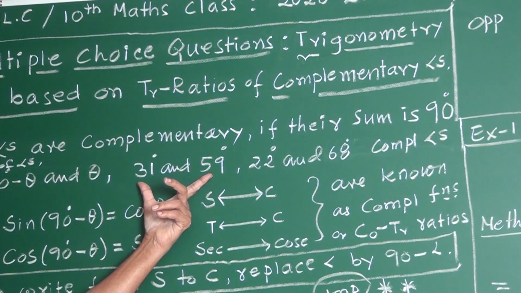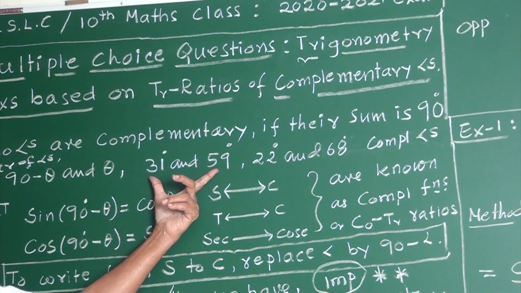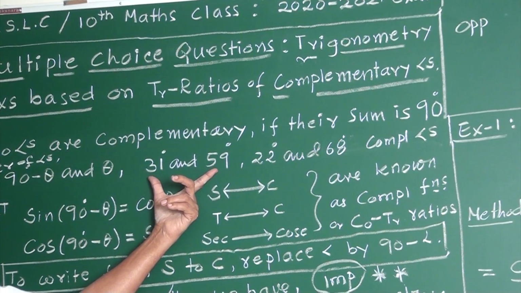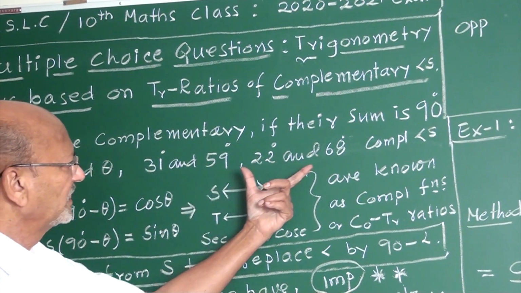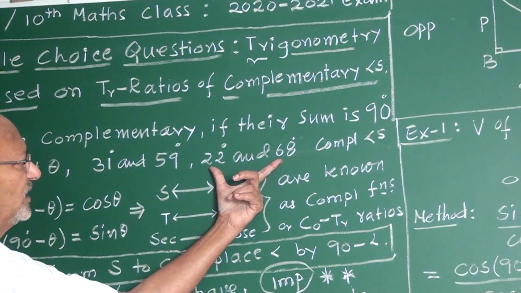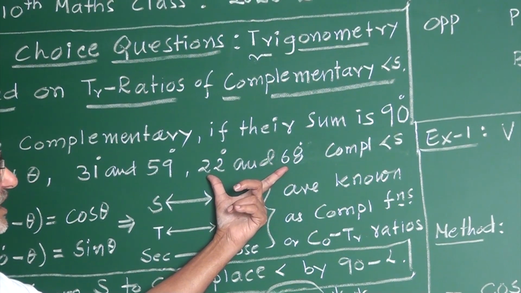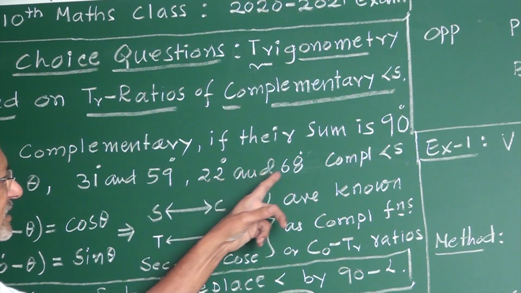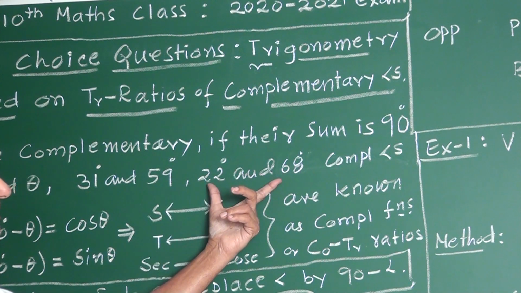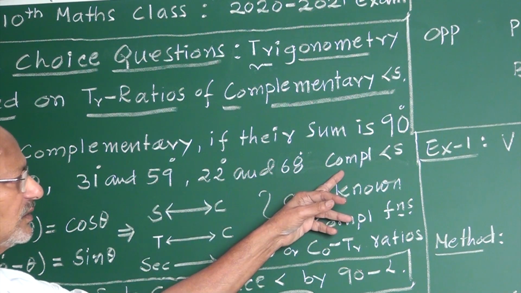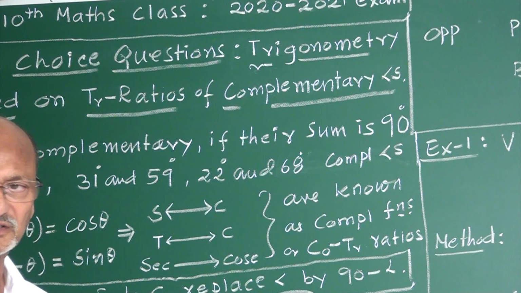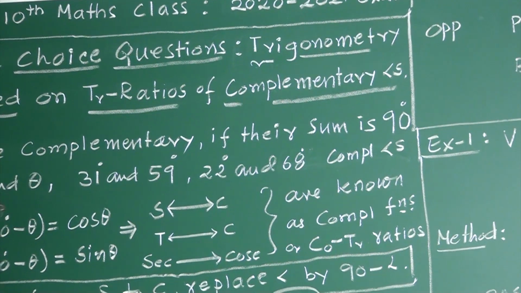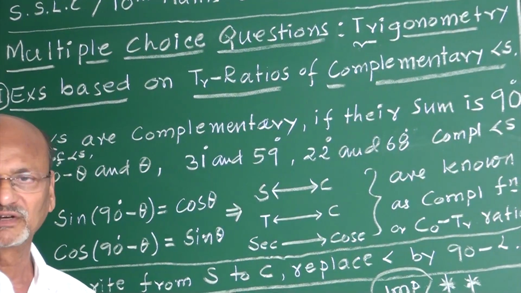Again, 31 and 59 are complementary angles because their sum is 90 degrees. Similarly, 22 and 68, the same, 90 degrees. And 70 plus 20 is 90. All such angles are said to be what, my friends? Complementary angles.